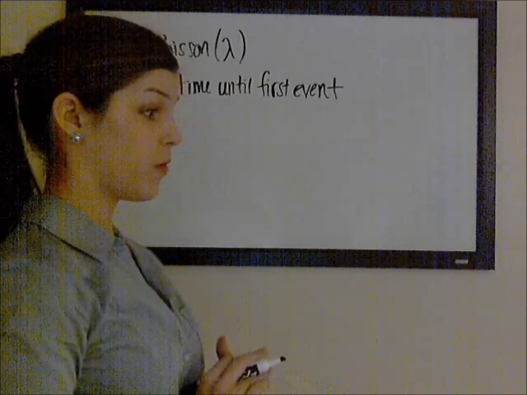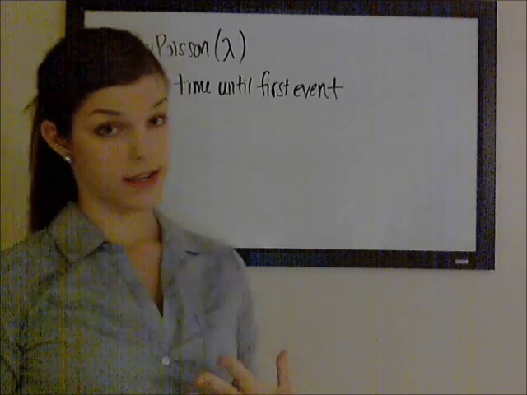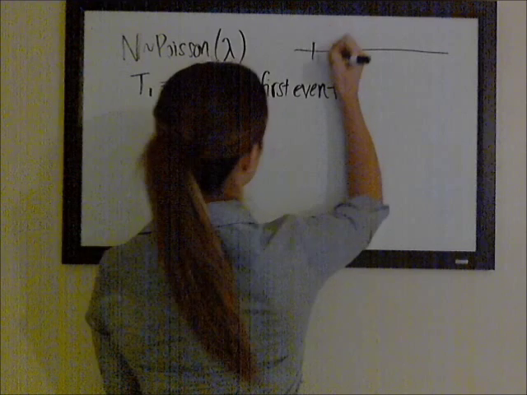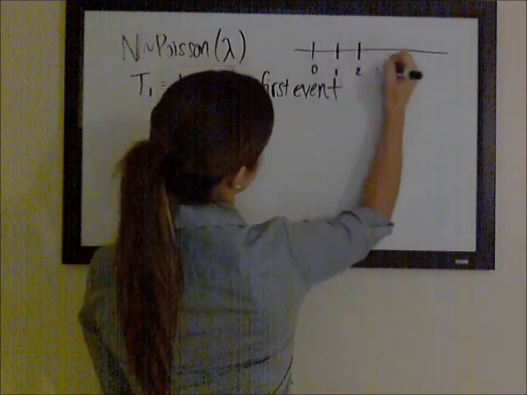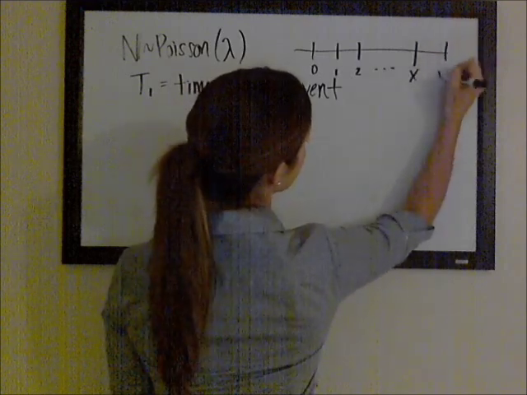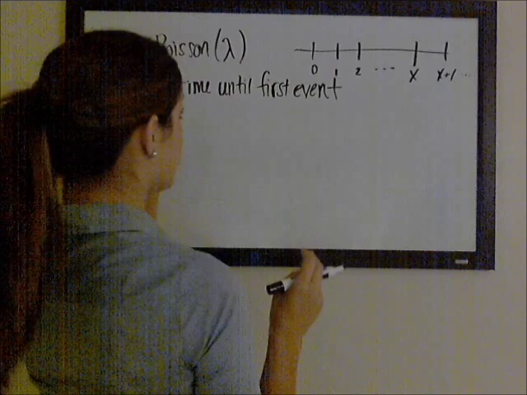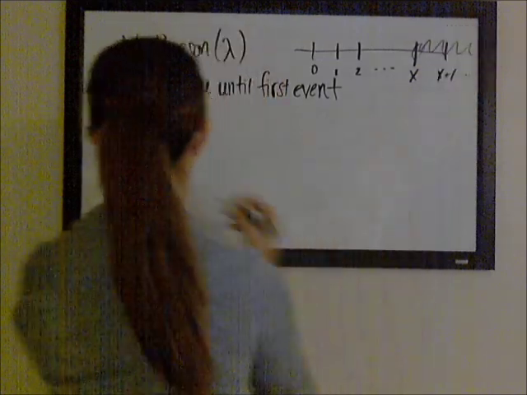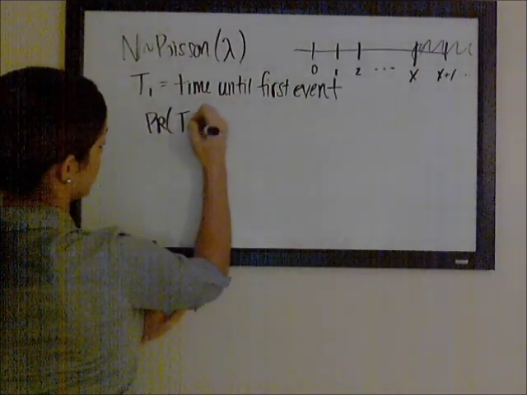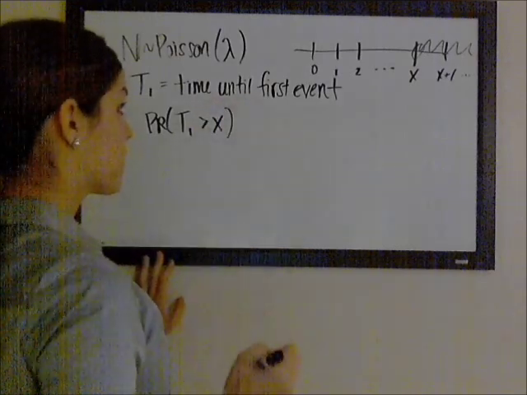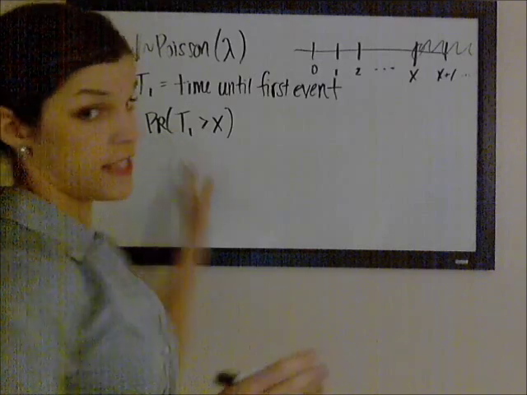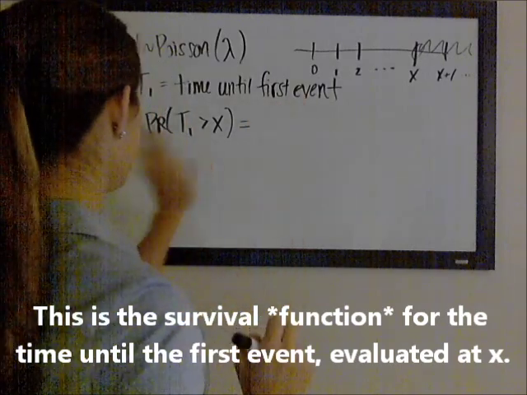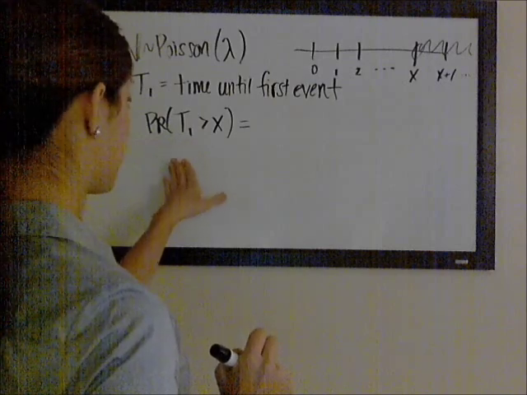Let's say, for example, we wanted to talk about the probability that the time until the first event is greater than some value. So, draw a little timeline. This is time 0, 1, 2, all the way up to, say, x. And I want to know the probability that the time until the first event is greater than x. We know that this is the survival distribution.